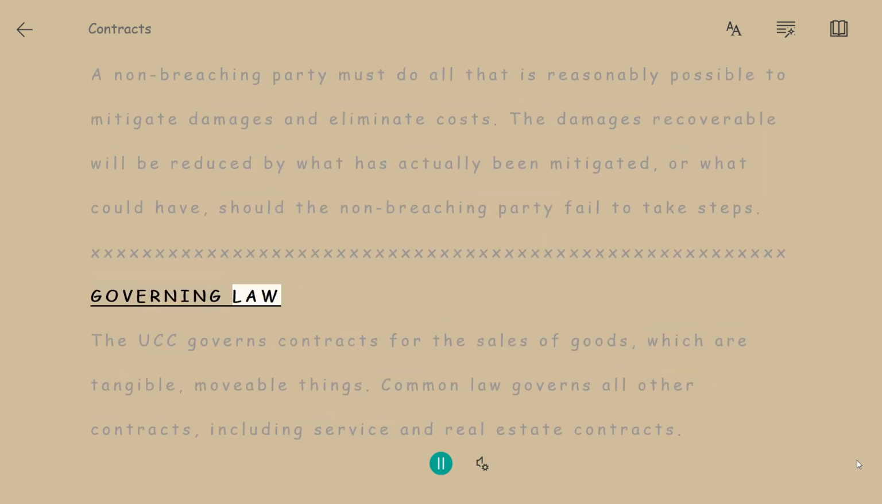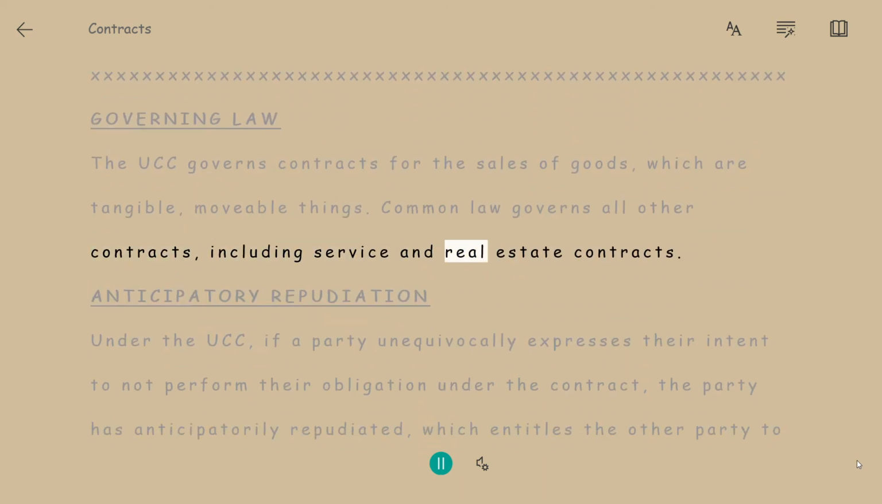Governing law. The UCC governs contracts for the sales of goods, which are tangible, movable things. Common law governs all other contracts, including service and real estate contracts.